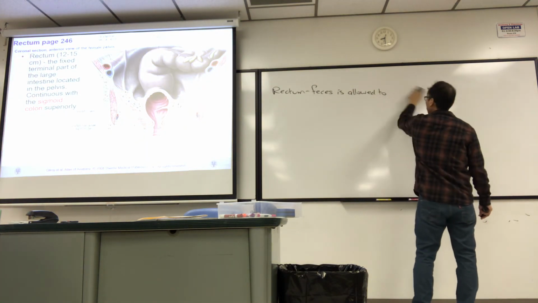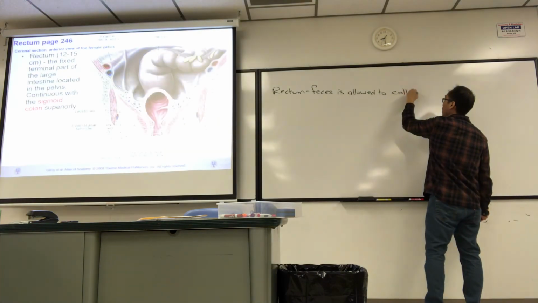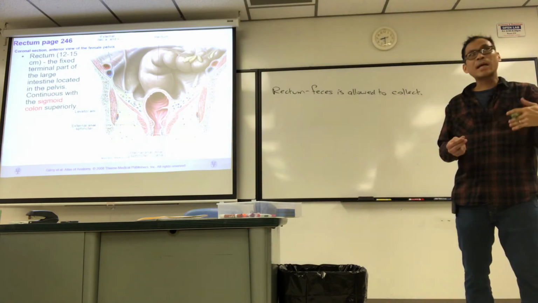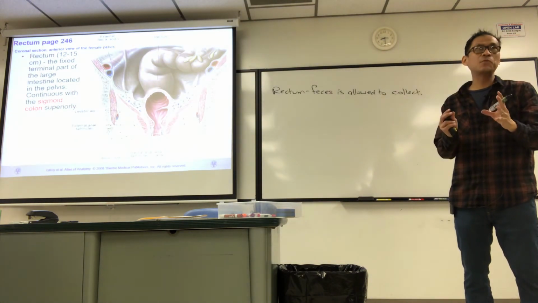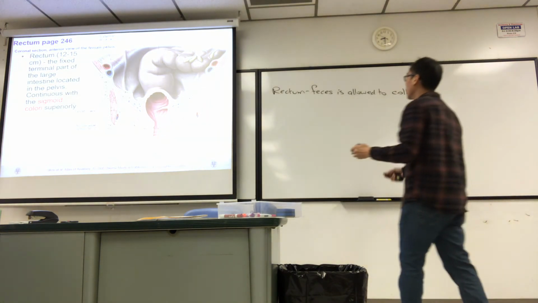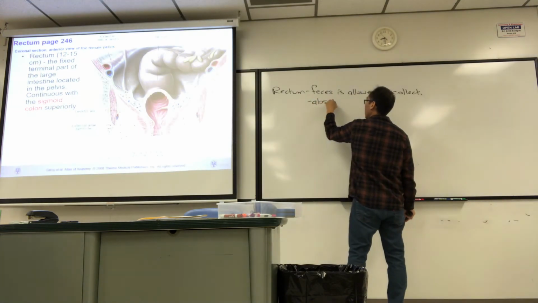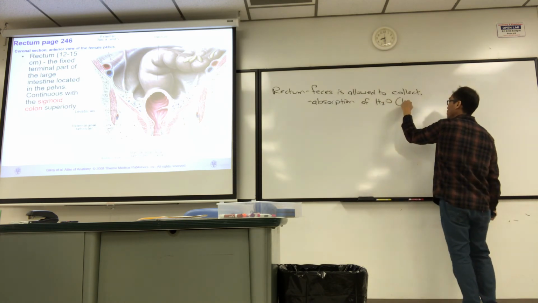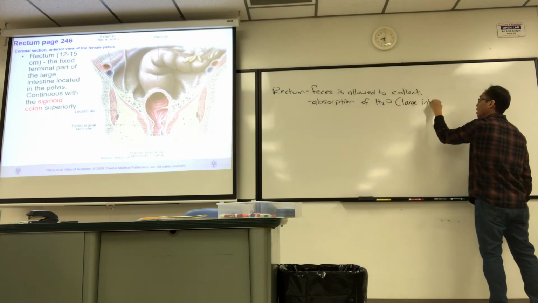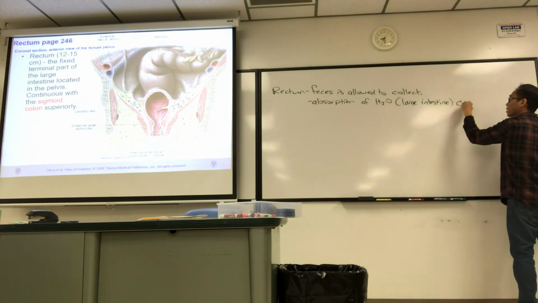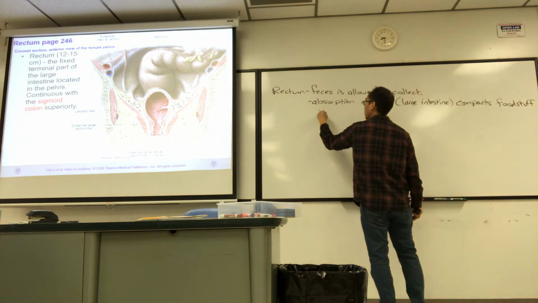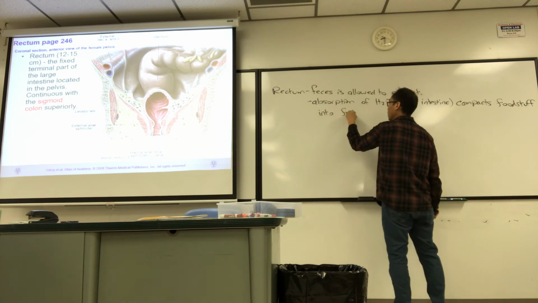Accumulate. How about collect? Now, what has happened is, all along the large intestine, you're pulling out water and fat-soluble vitamins, and that compacts the foodstuff into fecal matter. Absorption of water, which occurs in the large intestine, compacts foodstuff into fecal matter.